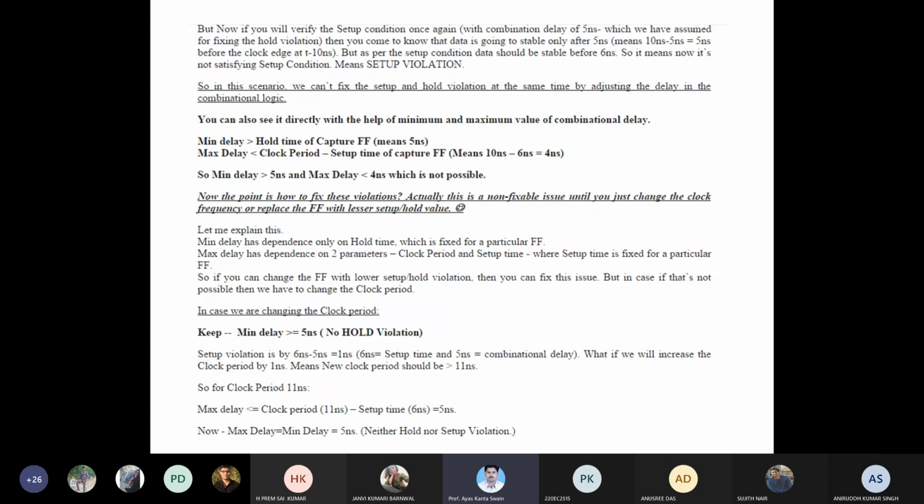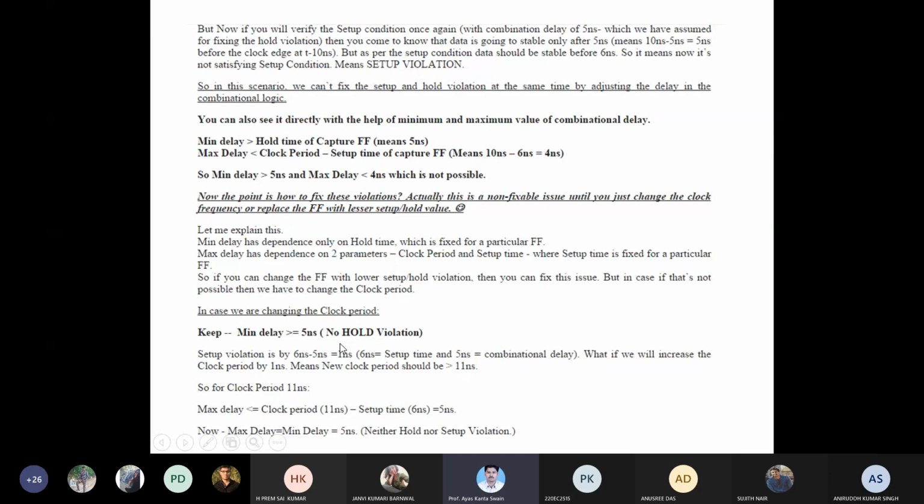Because in this scenario you may do two things. You can change the flip-flop with one having less setup and hold value, but there may be a chance you can't do it because your design may require this flip-flop with that setup time. Okay, so in that case you have to increase your clock period. So what you need to do is find the minimum delay which is greater than or equal to 5 nanosecond for no hold violation, and your data must reach by 4 nanosecond for setup.